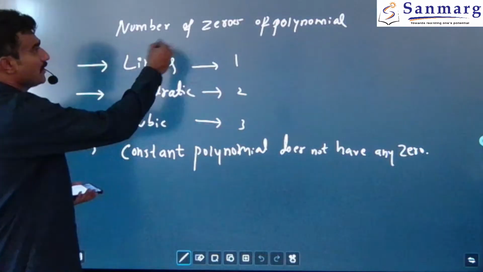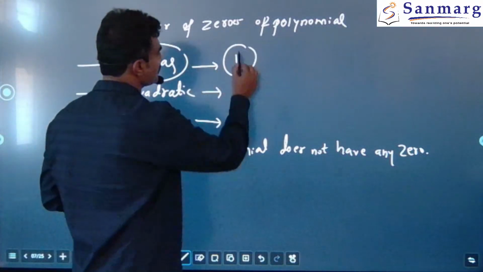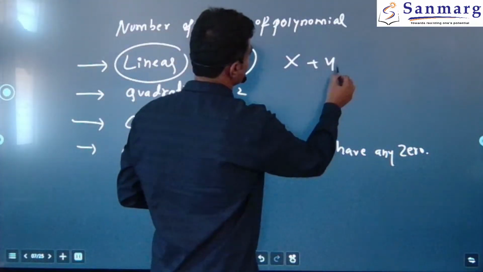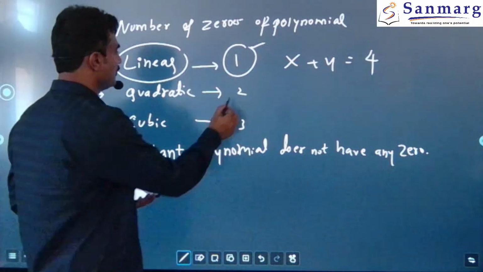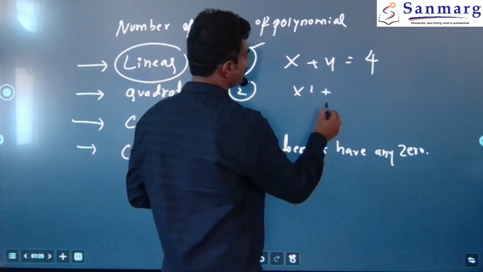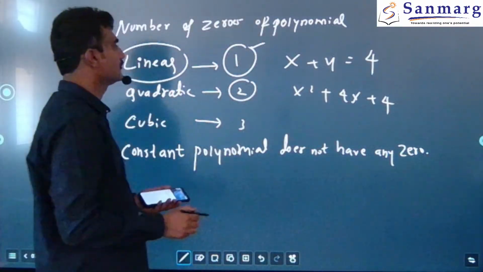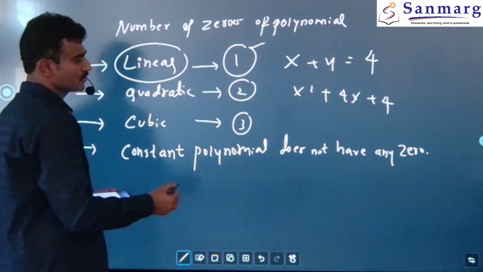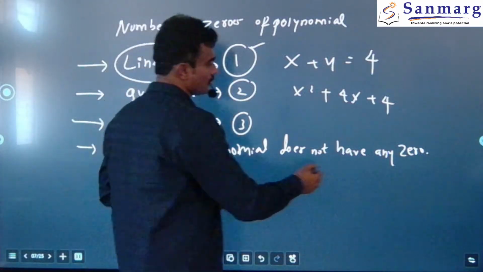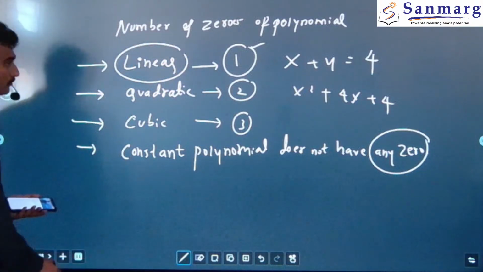Okay. So next, number of zeros of a polynomial. For a linear equation we have only one zero. For a quadratic equation we will have two zeros. For a cubic we will have 3. A constant polynomial does not have any zero.